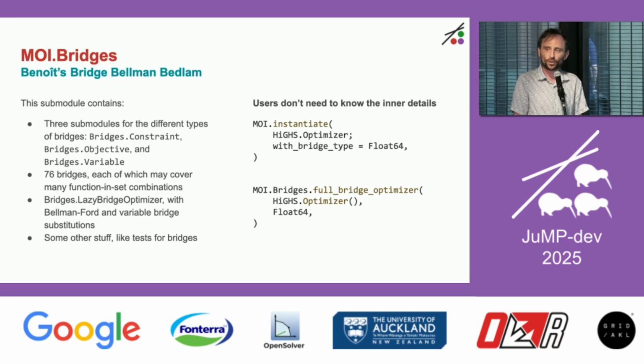The good thing for users is you don't really need to know anything about all the stuff that is hidden in there. You just say, hey, I want to instantiate a new object of the HiGHS.Optimizer, and I say with_bridge_type equals Float64. And then you get a thing that is magically doing all of the bridges and the reformulations and the shortest path behind the scenes.